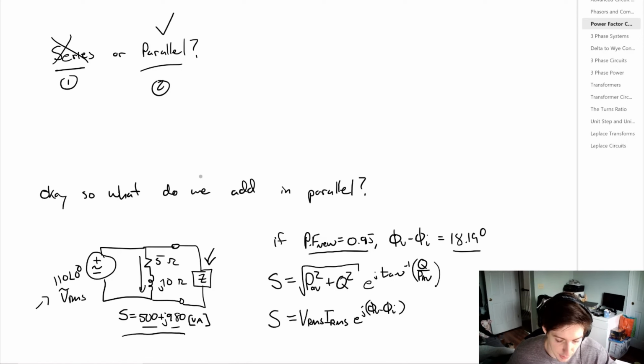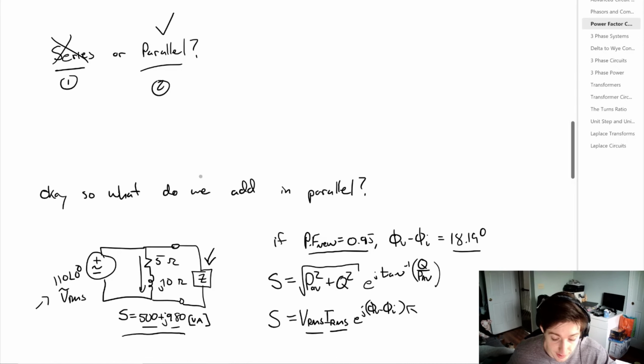Now, from our complex power, which we can express as some amplitude with the average power and the reactive power, plus that tangent inverse of Q divided by P, well, we can set that equal to the RMS voltage times the RMS current times the difference in phase for the voltage and the current.